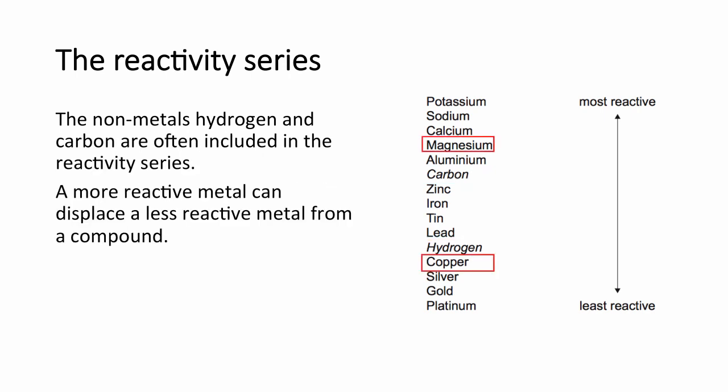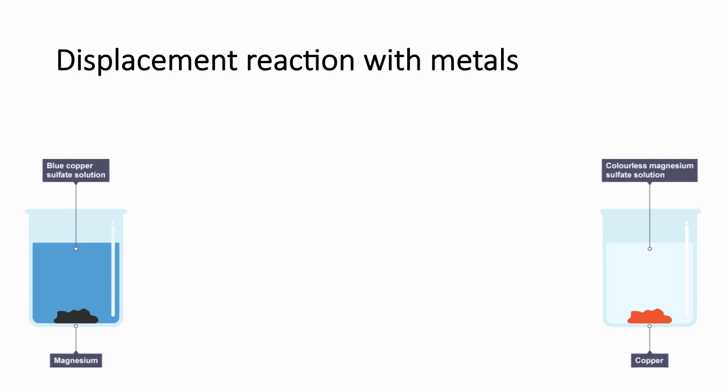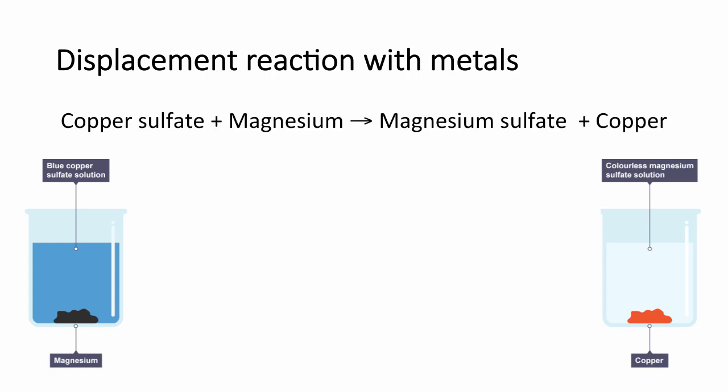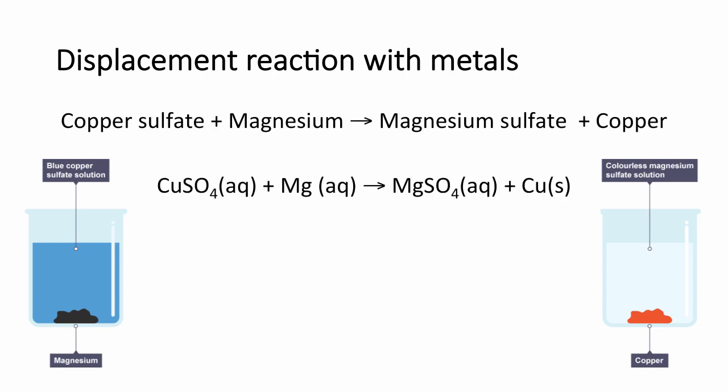A more reactive metal can displace a less reactive metal from a compound. For example, magnesium and copper. Magnesium is higher in the reactivity series and therefore has a greater tendency to form ions than copper. If we react a solution of copper sulfate with magnesium metal, the magnesium will displace the copper from solution, forming copper metal, and the magnesium will form ions and go into the solution to form magnesium sulfate solution.